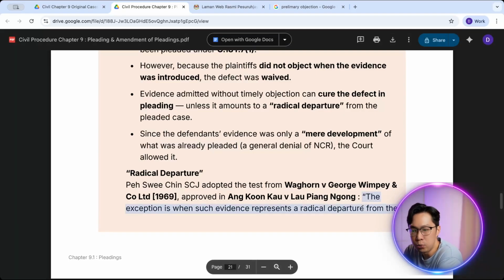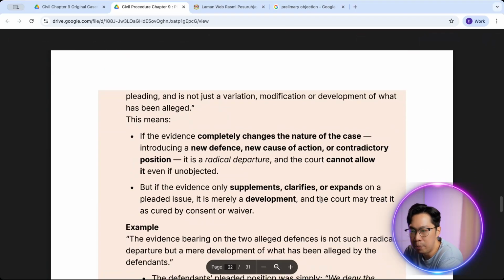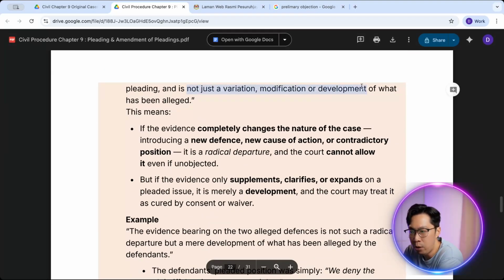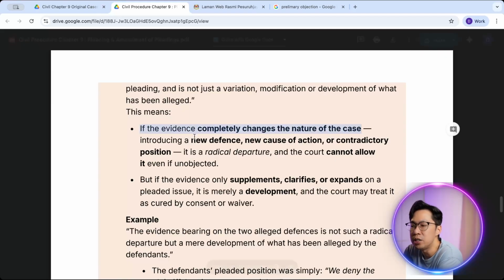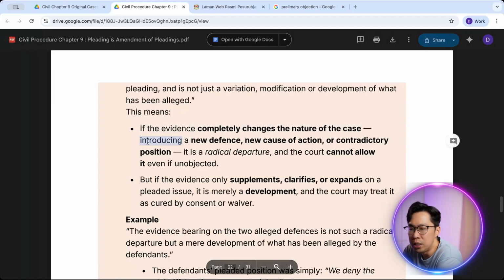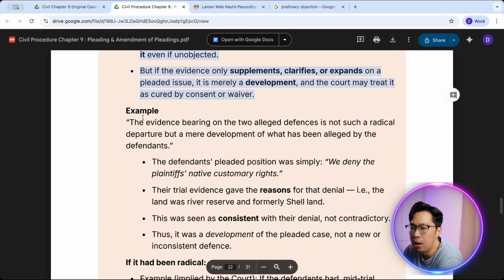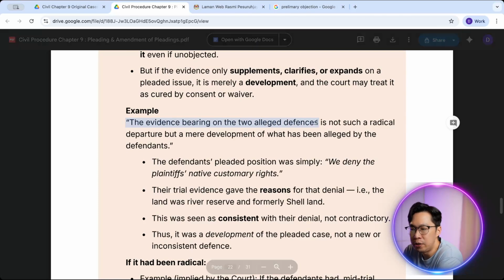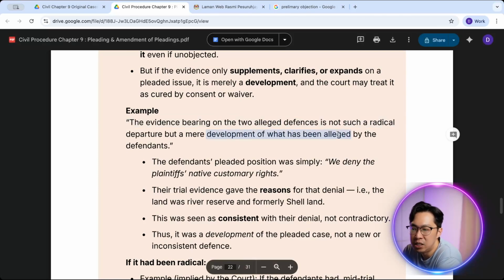The exception is when such evidence represents a radical departure from the pleading, not just a variation, modification or development. This means if the evidence completely changes the nature of the case, introducing a new defense or new cause of action. Okay?